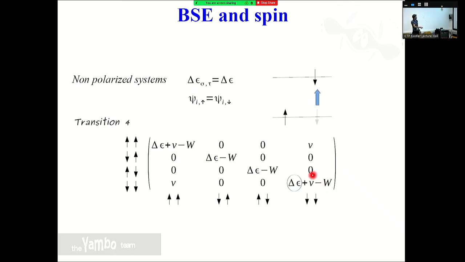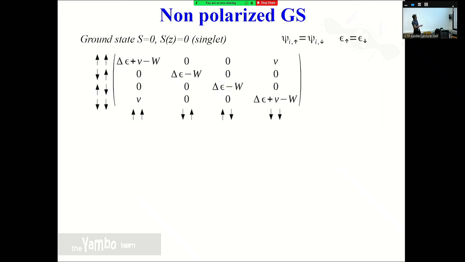And finally, for the down-down transition, I have again all the terms, but then pay attention to this term here. This is the term, let's say, relating the up-up to the down-down transition, and here you just have the exchange term. And this is again because of these spin rules. So the matrix has this structure. I'm starting from a ground state which is a singlet, so no spin. And then you see that I can immediately block a part of the matrix.